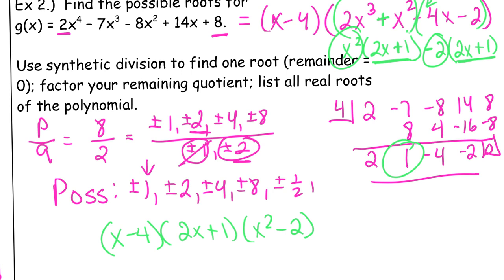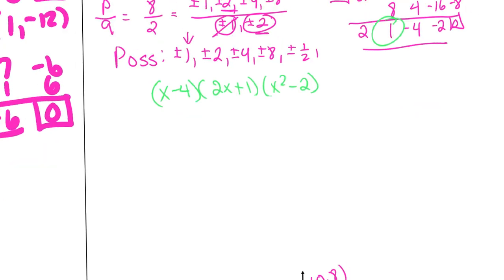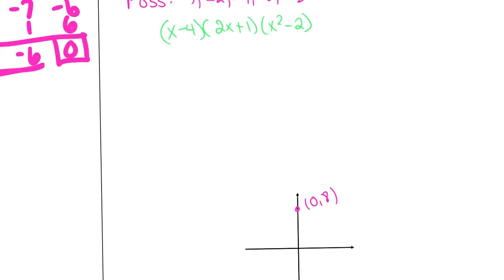Can we do anything with x squared minus 2? Is it a difference of squares? We know the square root of 2? We don't know what it is, right? It's somewhere between 1 and 2, but that's all we know. But we can graph this either way. We got what? Here's a root at x equals 4. So 1, 2, 3, 4. This one has a root at x equals, what is 2x plus 1 going to give us a root at? Negative 1/2.